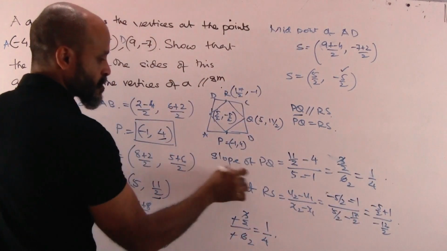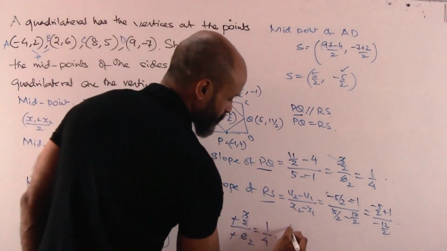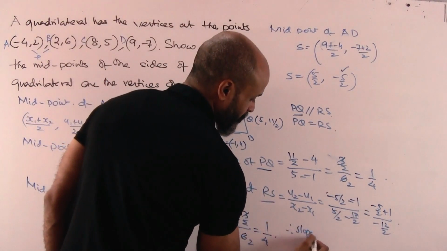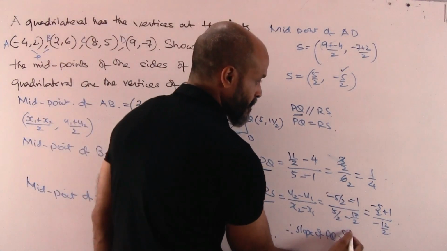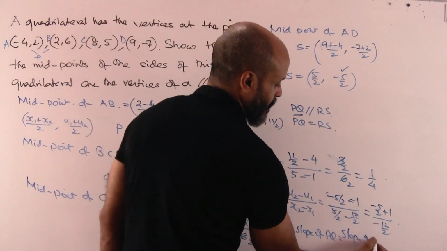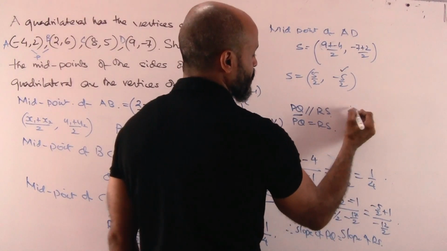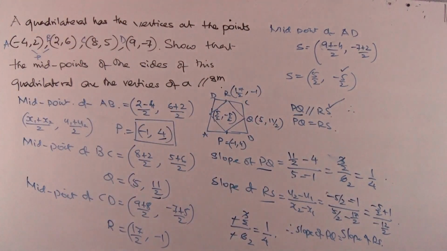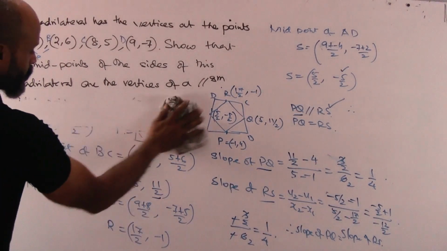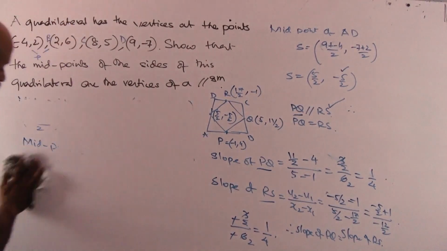So now look at it. Slope of PQ is slope of RS. So therefore slope of PQ will be equal to slope of RS. So therefore we can say that PQ is parallel to RS. Now all we have to prove is PQ is equal to RS. So in that case we will just apply the distance formula.